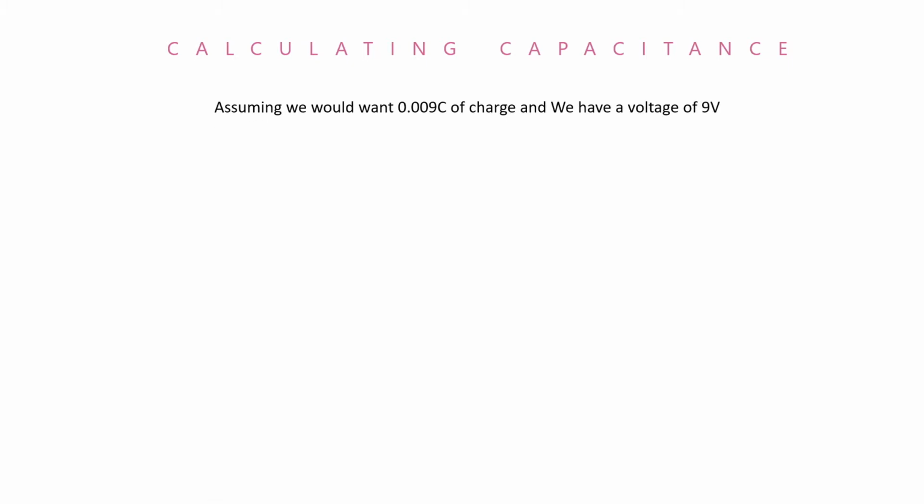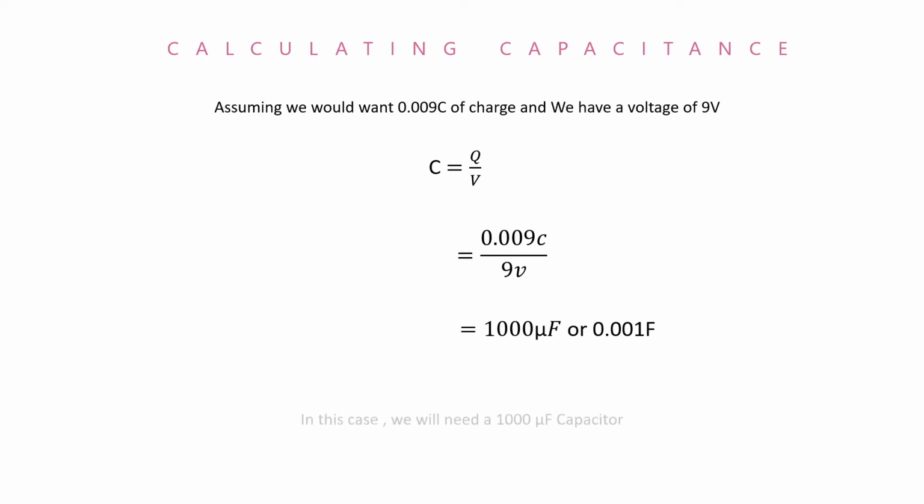Let us assume that we want 0.009 coulombs of charge and we have a voltage of 9 volts. By using the formula C equals Q divided by V, we have Q as 0.009 coulombs and V as 9 volts. Applying this formula will give us 1000 microfarads. In this case, we will need a 1000 microfarad capacitor.